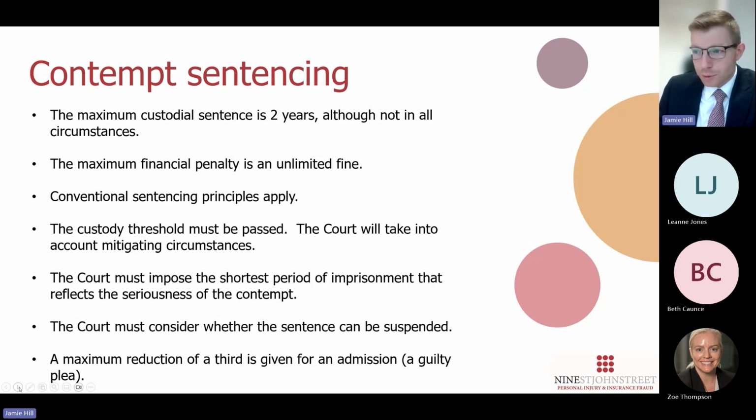Normal sentencing principles apply, so the custody threshold has to be passed. The period of imprisonment must be for the shortest period possible. There must be consideration as to whether the sentence can be suspended. There is credit for a guilty plea, essentially, so an admission, and that will be a third reduction from what the sentence would otherwise have been. And mitigating circumstances will again be taken into account, as will aggravating circumstances. So all of these things will be familiar to anyone with experience of the criminal law and the sentencing exercises that the criminal courts undertake.